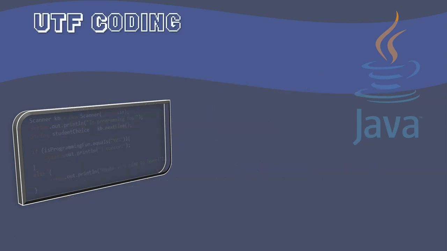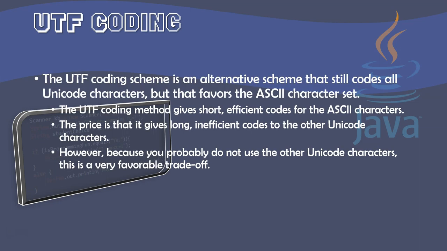And that is why we have to talk about this, because there's this UTF coding. The UTF coding scheme is an alternate scheme that still codes Unicode characters, but is actually more favorable towards the ASCII character set. So the UTF coding method gives short and efficient codes to the ASCII characters. Now the price is that it gives long and inefficient codes to other Unicode characters. However, because we're probably not going to use the other Unicode characters unless you are, again, in a non-English speaking country or it's not your native language, this can be a very favorable trade-off.